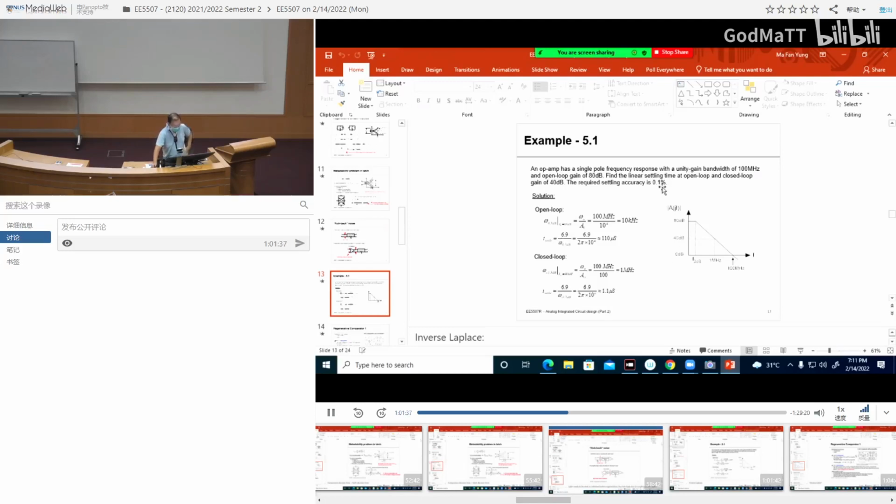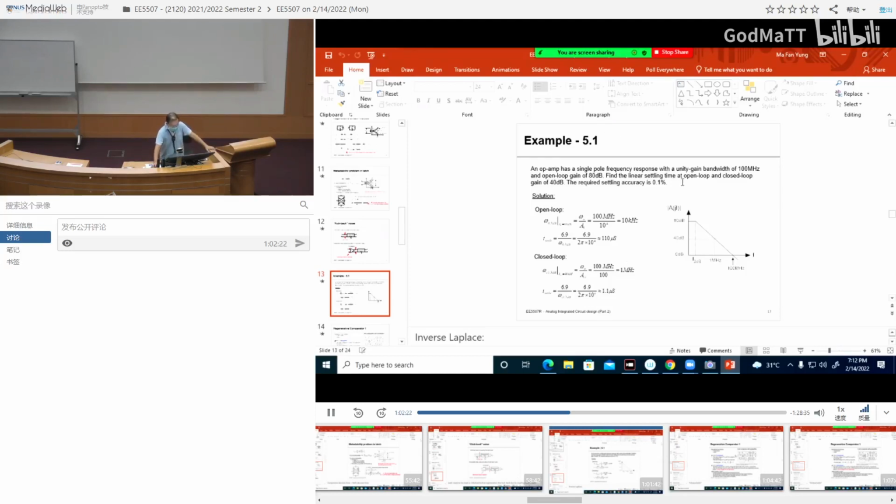Based on 0.1% settling, remember the earlier slide where we derived the settling time constants for different settling accuracy. For 0.1% you need about 6.9 time constants of settling. Knowing the pole frequency, 1 over that is the time constant, and we need 6.9 of them. Therefore the settling time to 0.1% is 110 microseconds.